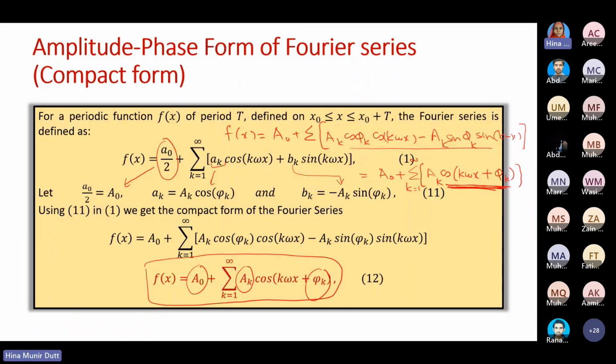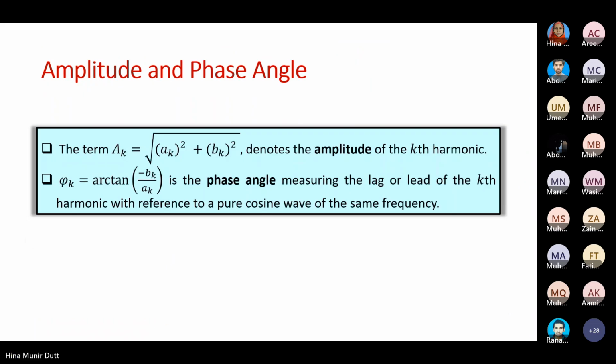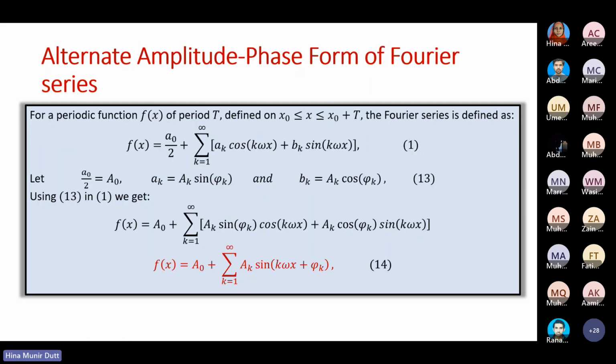Similarly, instead of writing ak as Ak cos phi k, I can substitute ak equal to Ak sine phi k and bk equal to this, so that I can apply the sine formula over here. In this case, I will get this thing, and by compacting it, I will get this in terms of the sine. So this is the alternate compact form, or alternate amplitude-phase form.